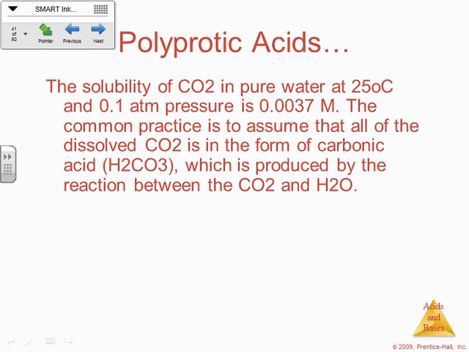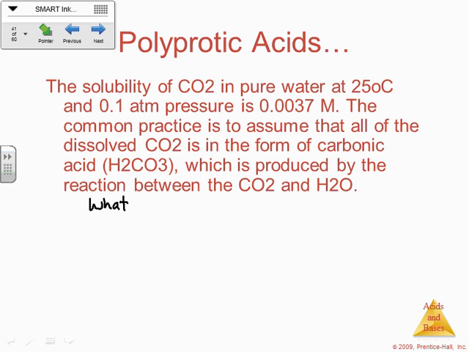The solubility of CO2 in pure water at 25 and 0.1 atmosphere pressure, and then it tells you the normal concentration of CO2. That at 25 degrees Celsius and not all that much pressure, this is how much CO2 you can get into water, which is not very much. CO2 doesn't like to be in water because it's nonpolar. It says the common practice is to assume that all of the dissolved CO2 is in the form of carbonic acid, which is H2CO3, produced by the reaction between the CO2 and the H2O. And I forgot to put the rest of the question. The question is, what is the pH?